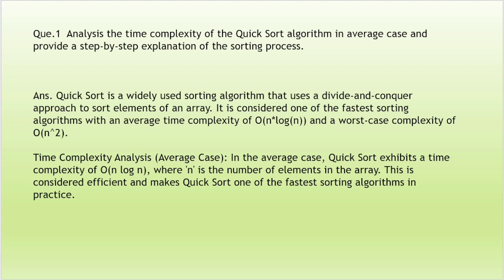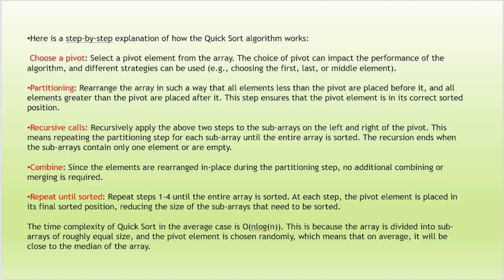Time complexity analysis in the average case. In the average case, quicksort exhibits a time complexity of O(n log n), where n is the number of elements in the array. This is considered efficient and makes quicksort one of the fastest sorting algorithms in practice. Here is the step-by-step explanation of how the quicksort algorithm works.